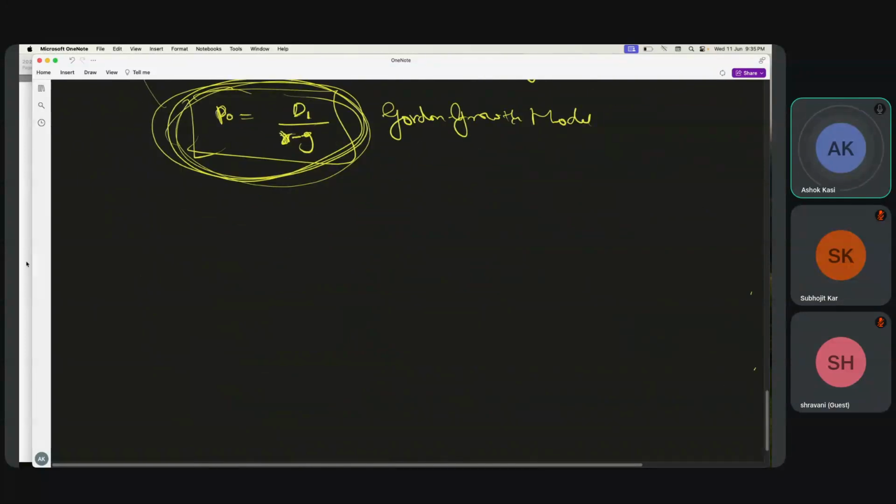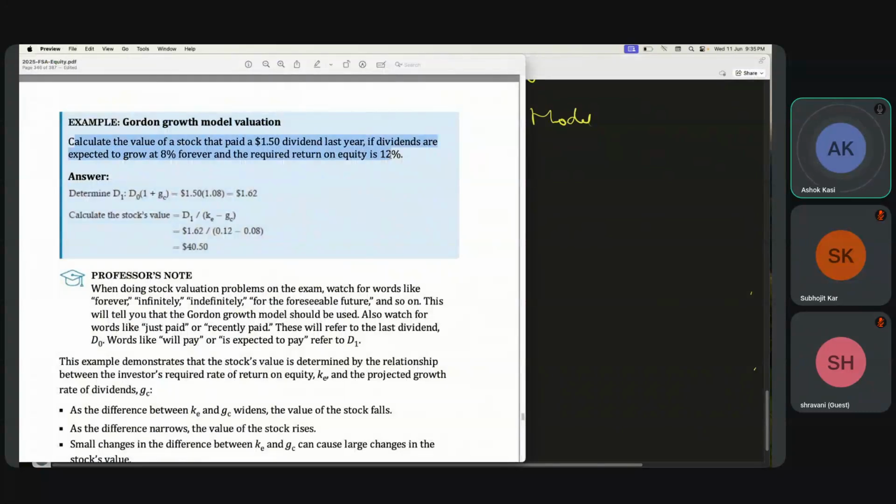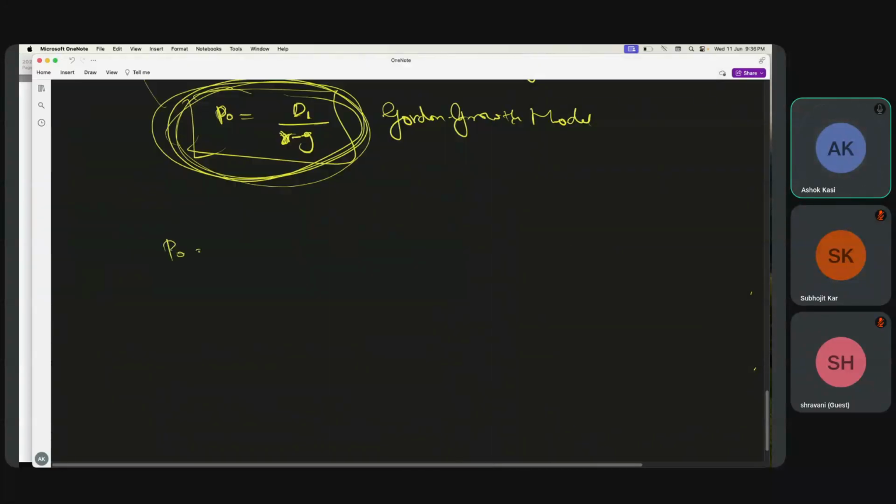Okay, now you see this question. Calculate the value of a stock that paid 1.50 dividend last year, if dividends are expected to grow at 8% forever. Forever means what? Consistency is there. So the moment you see consistency, you can use Gordon growth model. And required return is 12%. So you see R is more than the growth. So now you apply the formula.